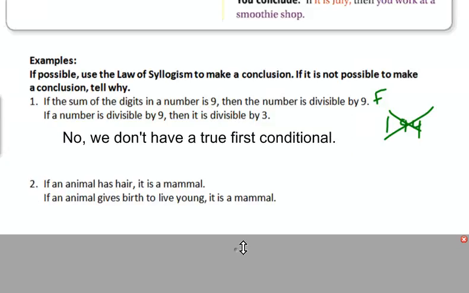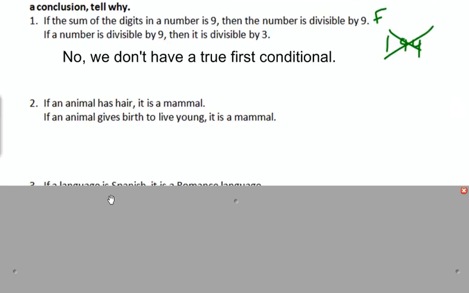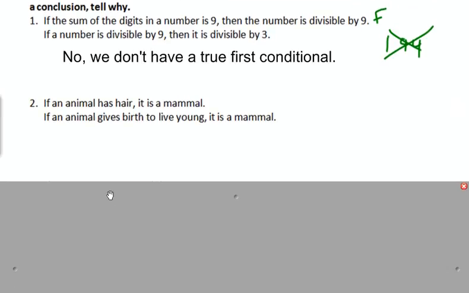Alright. Next one. If an animal has hair, it is a mammal. If an animal gives birth to live young, it is a mammal. I believe those are both true, but we don't have them in the right order. There's not that middle thing. Right now we just have if P then Q, and we have P then R. We do not have if P then Q and Q then R. So we're skipping that step. So we're going to say no to this one as well.